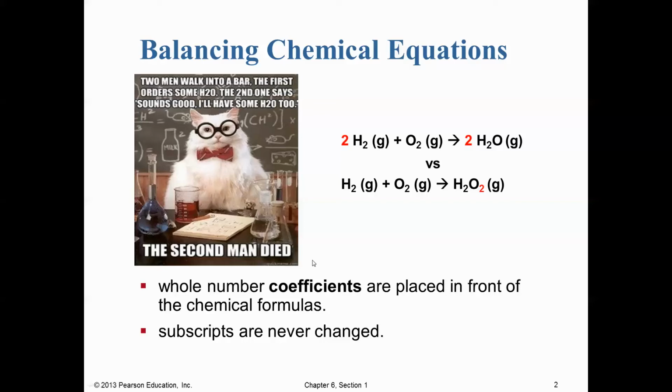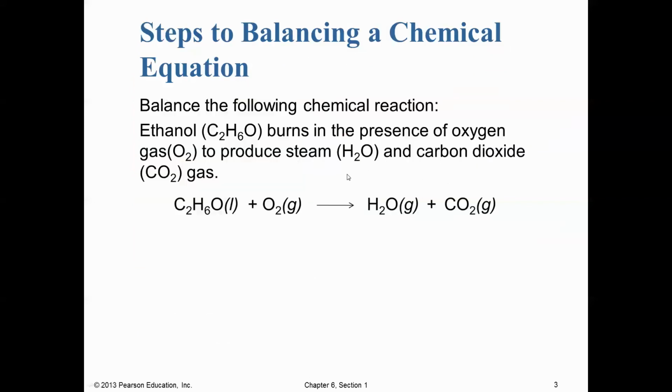So the joke here is if we change those subscripts, we actually change the chemical reaction. And so our lower reaction right here, we're making entirely different products, not the same reaction. So never, ever, ever change the subscripts, just change the coefficients.